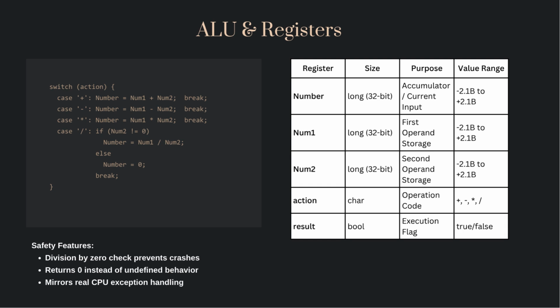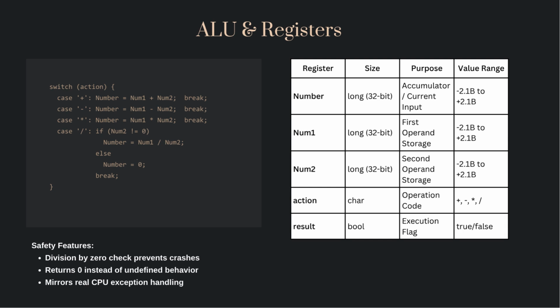Registers. These are my global variables. They store data temporarily. Number register: this is the accumulator register storing the current number being entered. Num1 and num2 registers: these are general purpose registers storing first and second operands. Action register: this is the instruction register storing which operation is to be performed, plus, subtraction, multiplication and division. Result register: this is my control flag indicating when the calculation should execute or not.